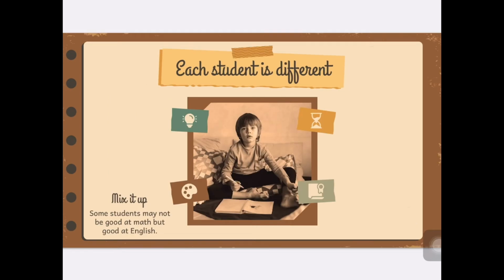Each student is different, so try to mix it up. Maybe some students are good at math, but they're not good at English, but some students are good with English, but not really good with math. Or maybe there are some students that are good in both subjects or in every subject.